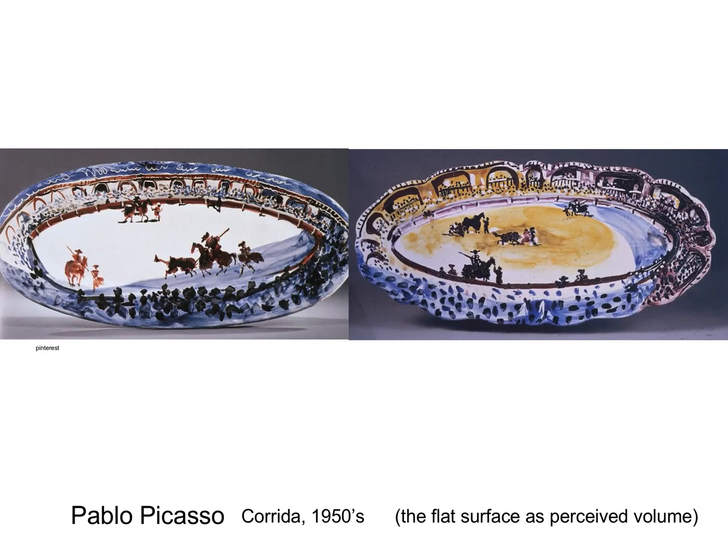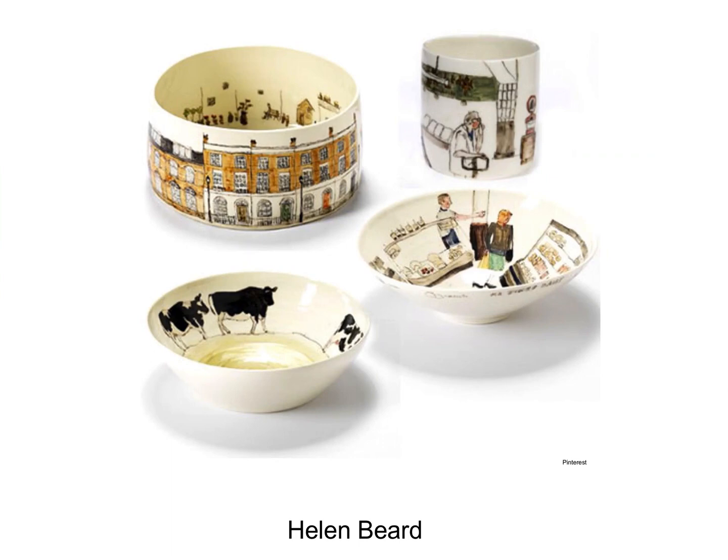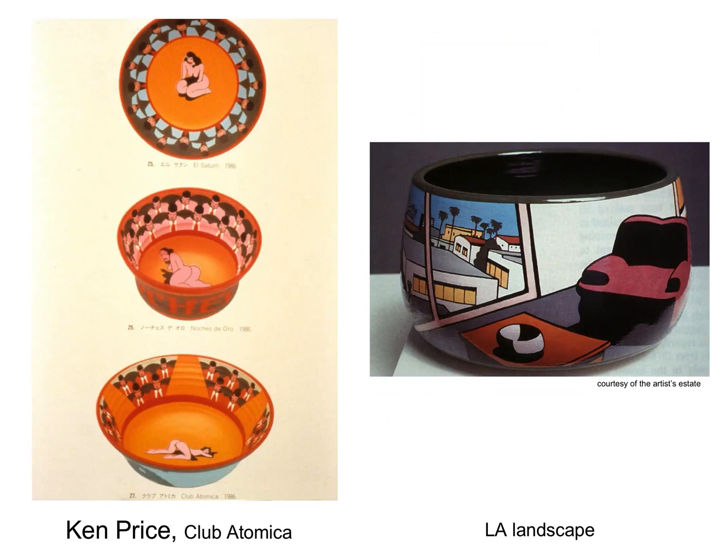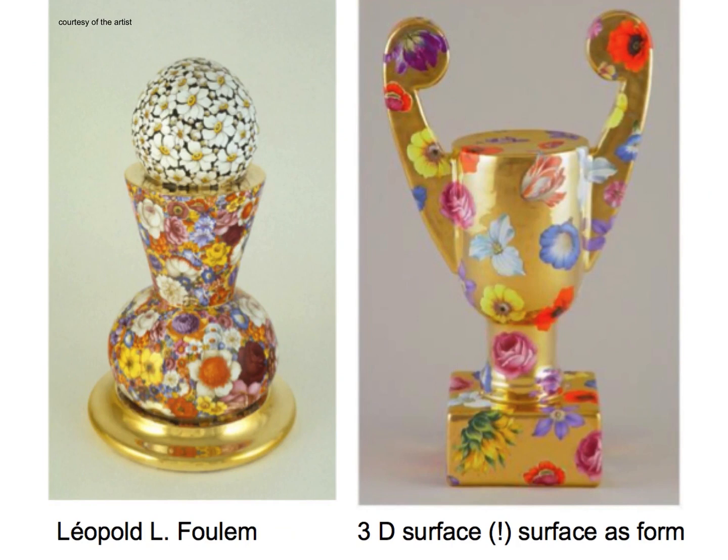This is Pablo Picasso, where the flat surface is perceived as a volume. The image, which is quite graphic, becomes the representation of a large architectural space. And you have a contemporary maker working with those ideas as well in her work. Ken Price with Club Atomica and LA Landscape, working with all the possible complexities that happen when, again, those effects are achieved in ceramic objects. And the work of Leopold Fulham, again, where the surface becomes three-dimensional. The surface becomes the form, which is, again, something quite original in the development of new possibilities in that relationship.